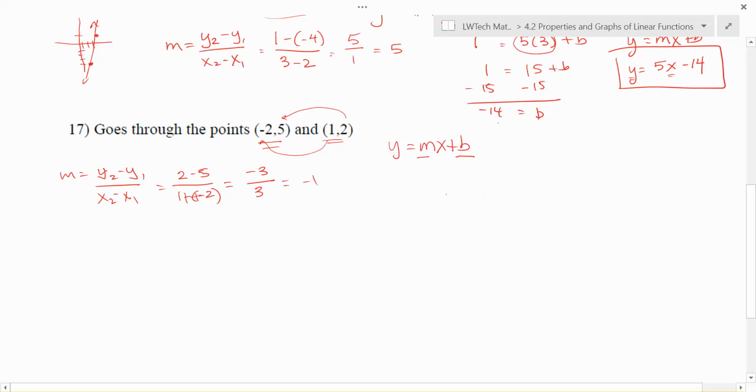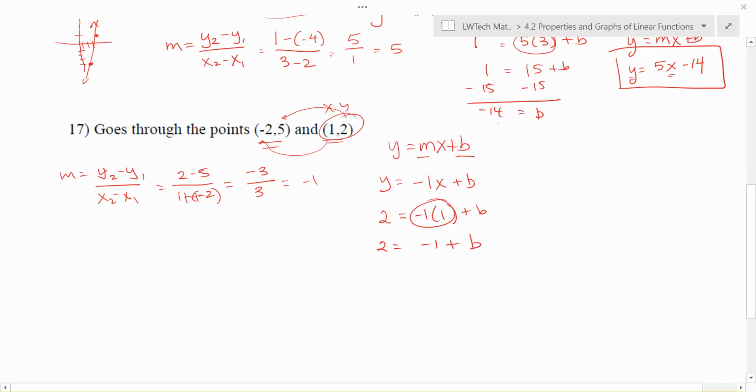So I can come over here to my equation, y equals, instead of m, I'm going to have negative 1 x plus b. Now I just need to pick one of my points to plug in for x and y and use that to solve for b. I'll use the point (1, 2) here. Remember, 1 is x and 2 is y. So when I plug my values in, I have 2 equals negative 1 times 1 plus b. Negative 1 times 1 is negative 1.